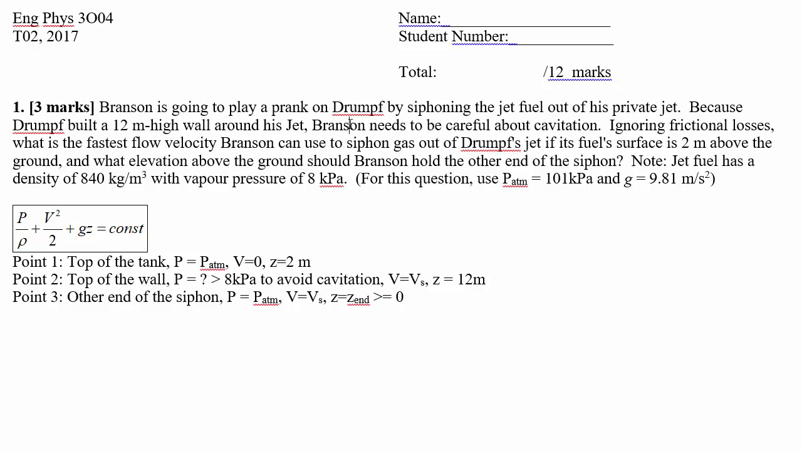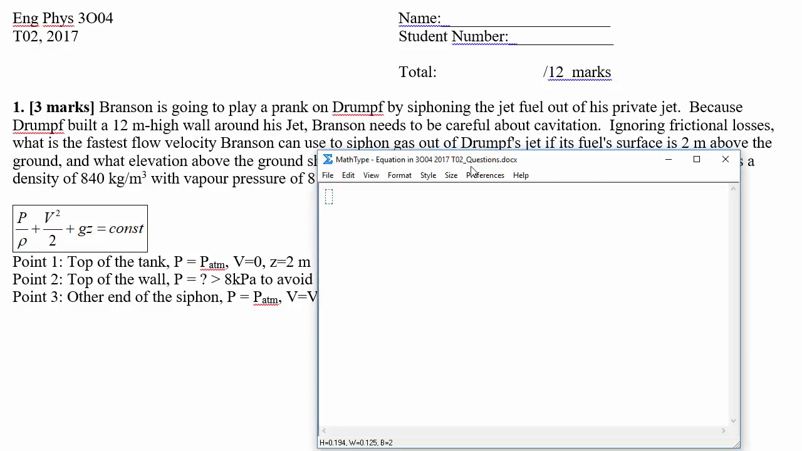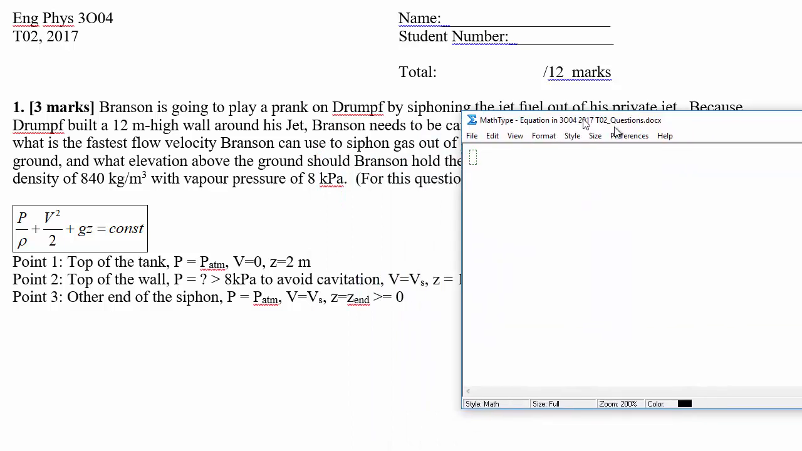Is he trying to empty the jet fuel into another tank, or just have it pour over the ground so that there's no jet fuel in the private jet? Depends. Okay, so how spiteful is Branson in this scenario?